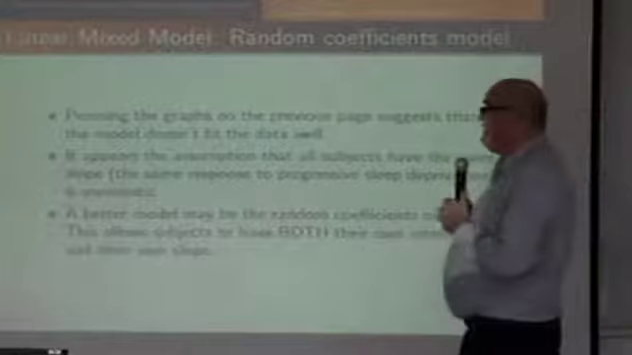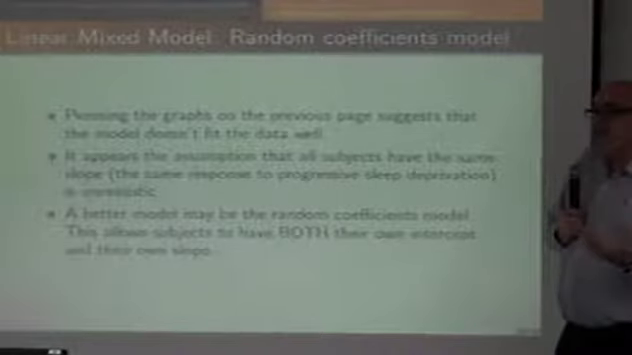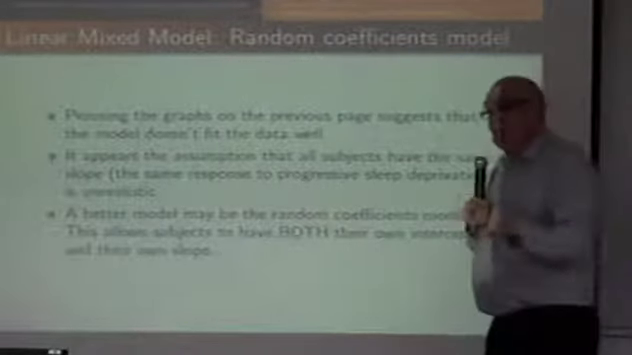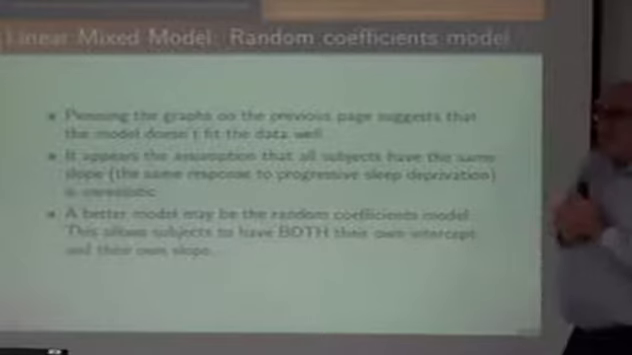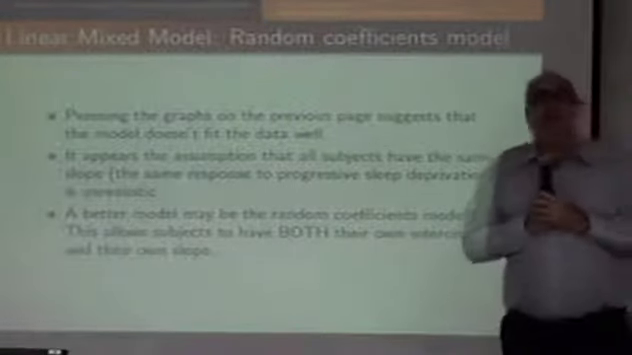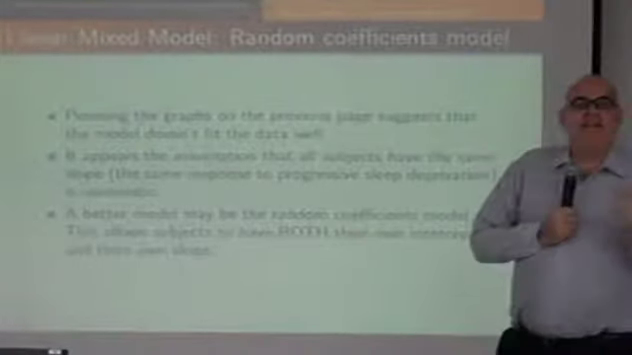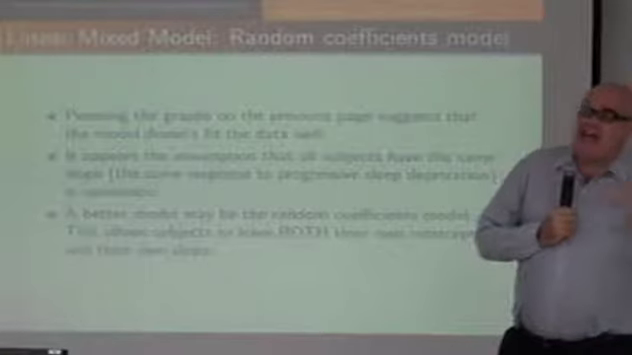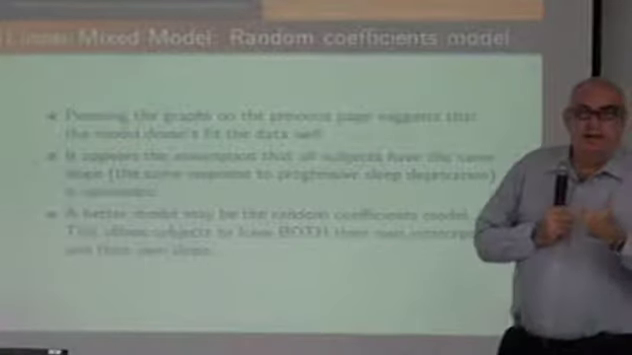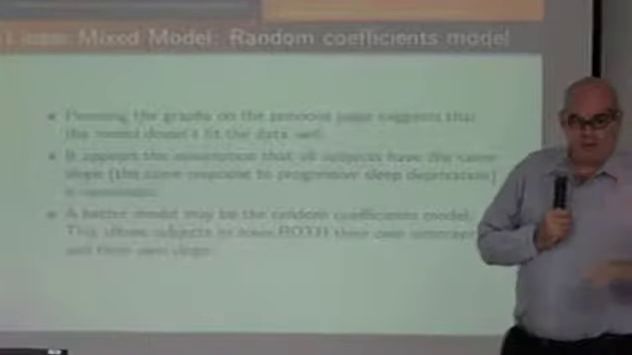So it doesn't seem to fit the data well. It appears that the assumption that all subjects have the same slope, in other words, the same reaction to sleep deprivation, is unrealistic. A better model might be the random coefficient model. Now, what's a random coefficient model? It's one where both the intercept and the slope for an individual are allowed to vary from the average regression equation.